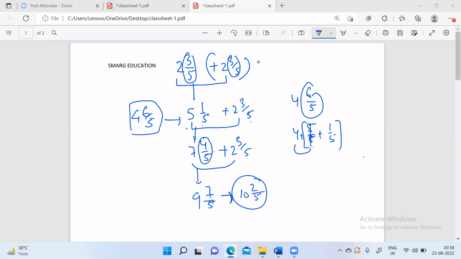So are you not following this? I am trying to write the table of 2 3 by 5. Okay, sir. So I am just adding 2 3 by 5 again and again to the results. Okay. Yes, sir. I got it.